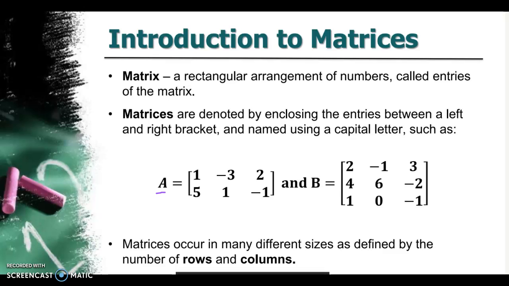So we say matrix A is a 2 by 3 matrix. And then matrix B has 3 rows and 3 columns. So we say matrix B is a 3 by 3 matrix. Matrices occur in many different sizes as defined by the numbers of rows and columns. So we represented that for A as the 2 by 3 and B as the 3 by 3.